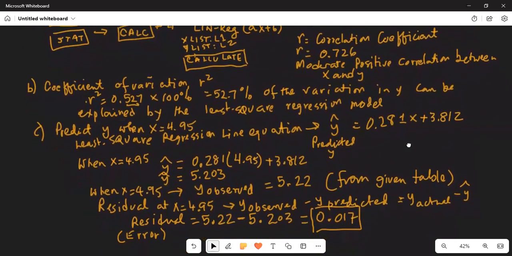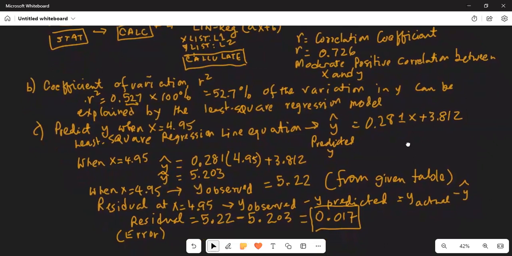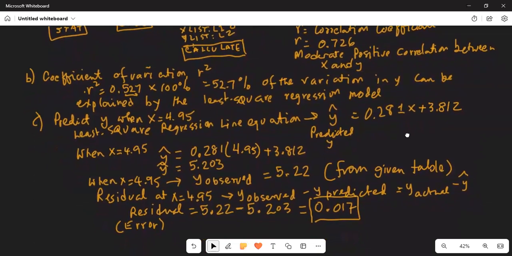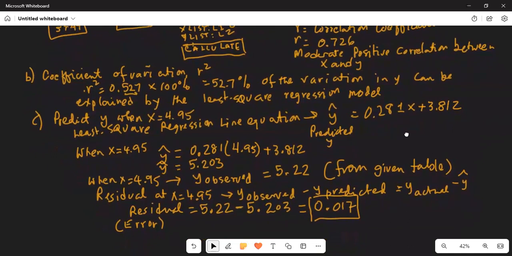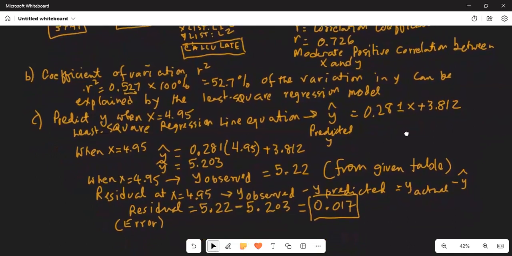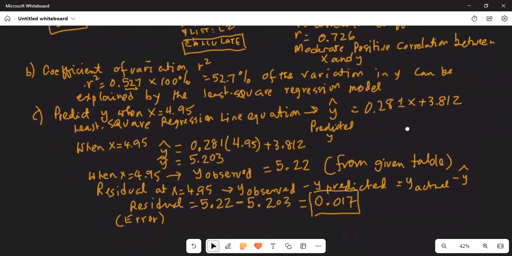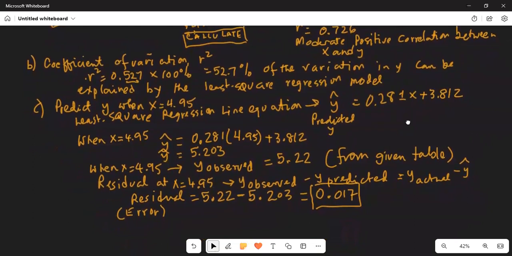Now, the actual Y observed when X is 4.95, from the table, is 5.22. So the residual or error at 4.95 is Y observed minus Y predicted, or Y actual minus Y predicted, which is 5.22 minus 5.203. The residual is 0.017. So I will stop here today.